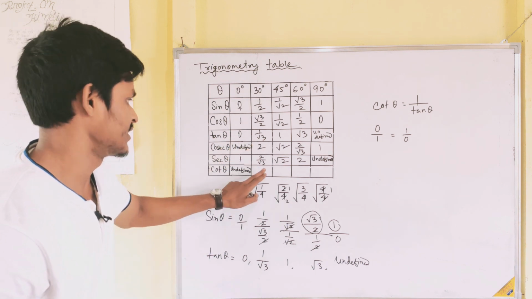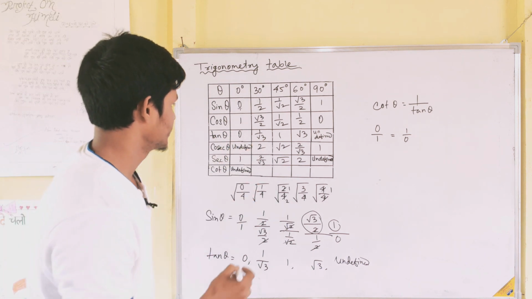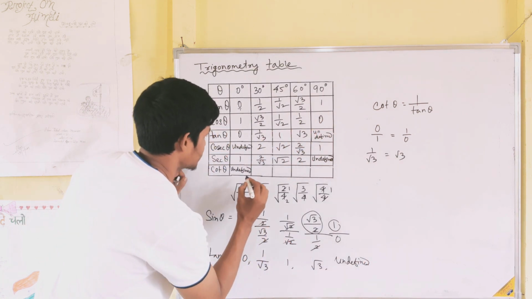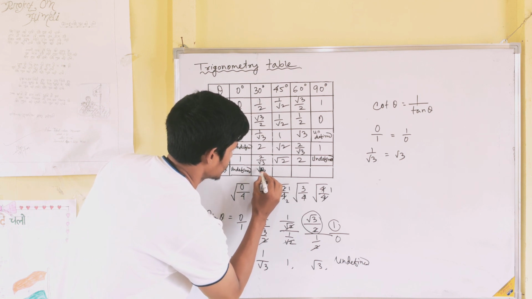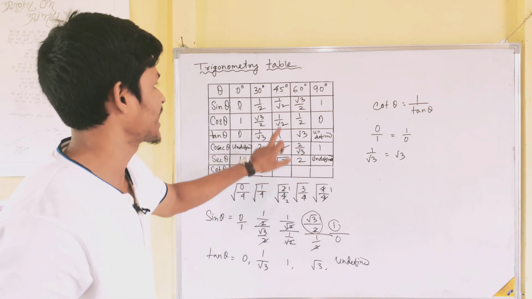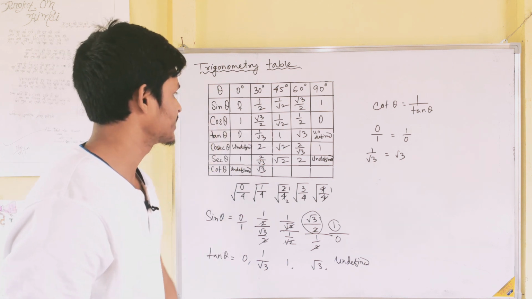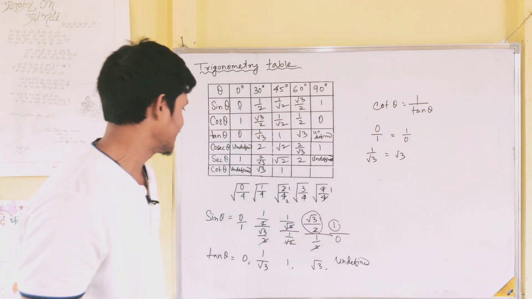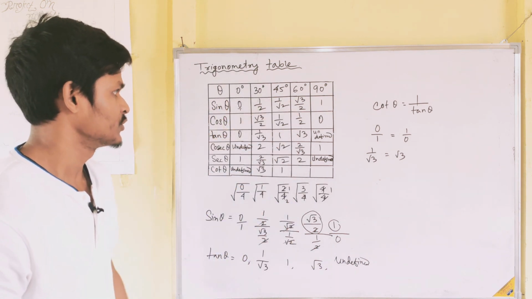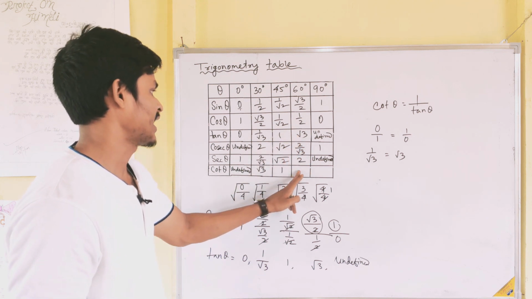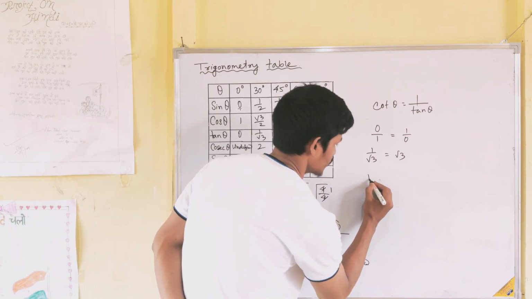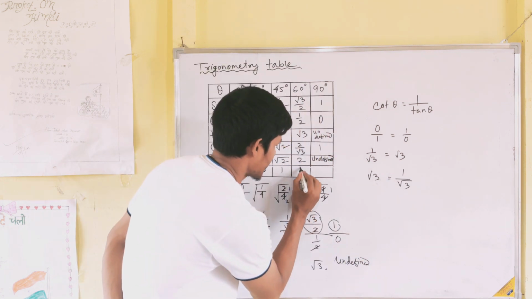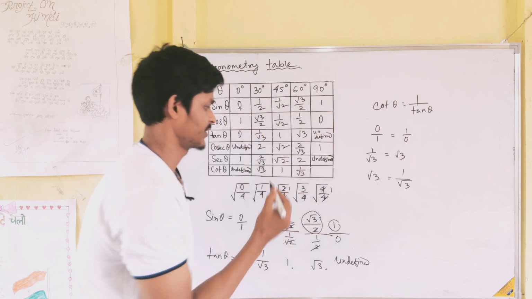Next, tan 30 degree is 1 by root 3. If you inverse it, then you get root 3 by 1, that means cot 30 degree is root 3. Next, tan 45 degree is 1. So cot 45 degree will be 1 because the inverse of 1 is 1. Now cot 60 degree. Tan 60 degree is root 3, and the inverse of root 3 is 1 by root 3. So you get 1 by root 3.